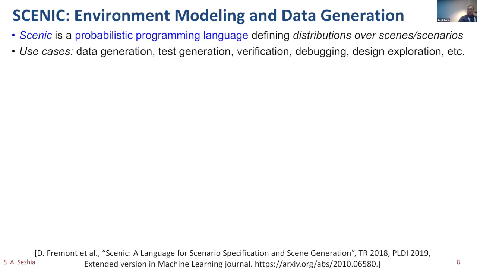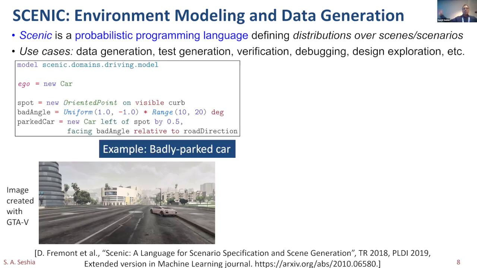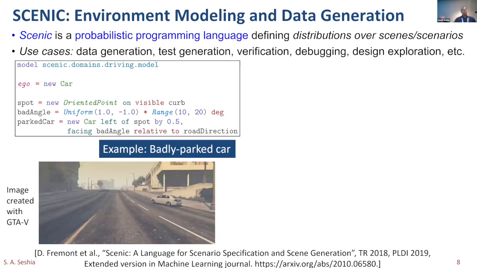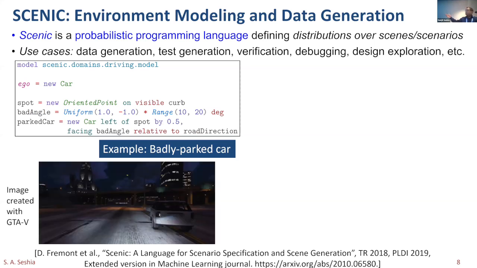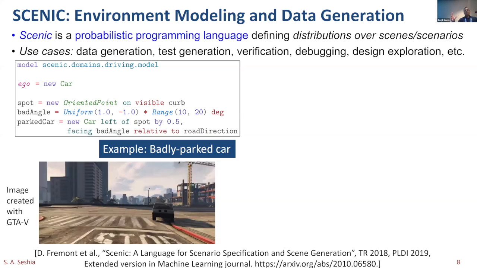There are many use cases of SCENIC, and of course, this tutorial is all about that. But I wanted to give you an example of what SCENIC looks like. When we designed SCENIC, we designed it to be readable and easy even for non-programmers to understand. So it's kind of a mix between Python and English. This is a simple SCENIC program, which is an example of a scene, a static snapshot of a badly parked car at a point in time.